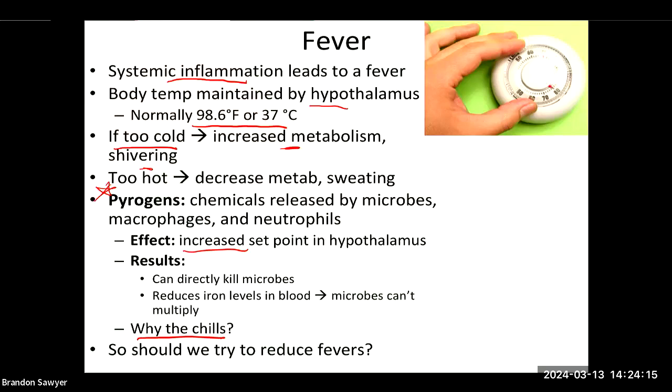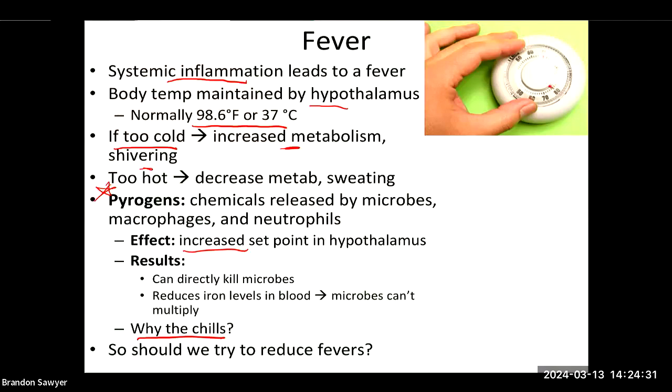We sweat, right? How many people have been sick with a fever and you wake up in the middle of the night and your whole bed's just soaked with sweat, right? Yeah, that's because you broke your fever. It's because your set point got turned back down and then your body cools you down by sweating. So you kind of go back and forth like that a lot when you're sick.